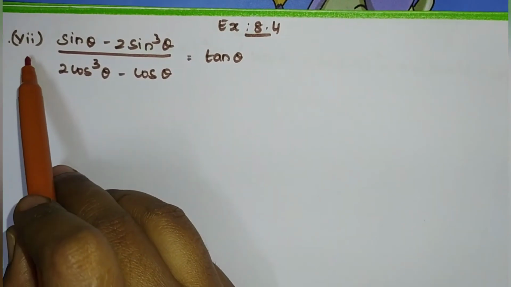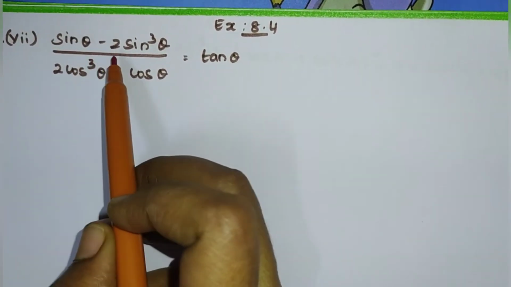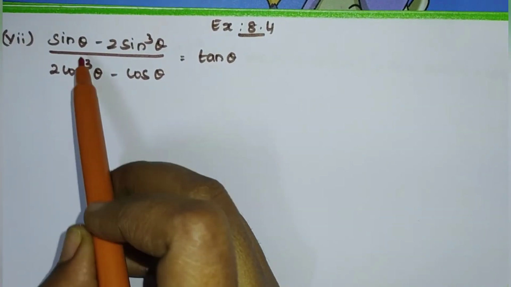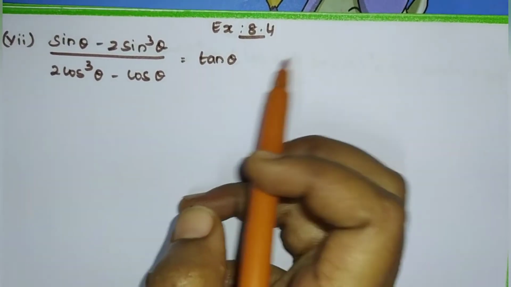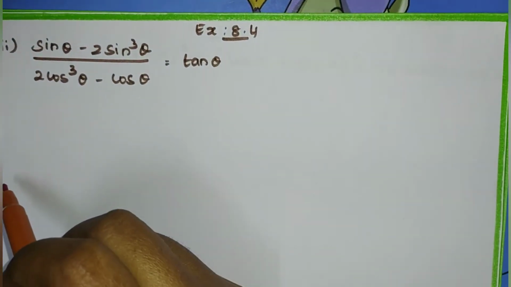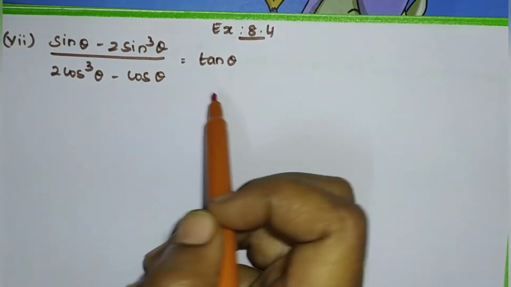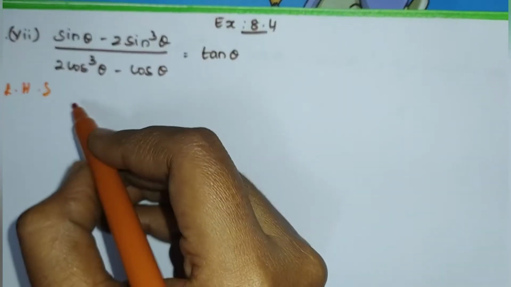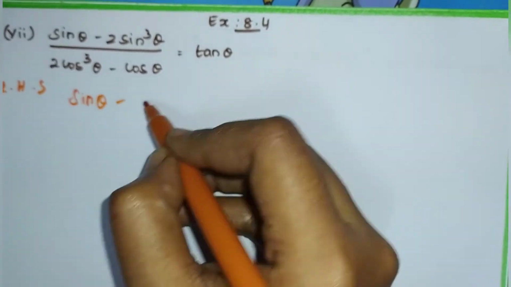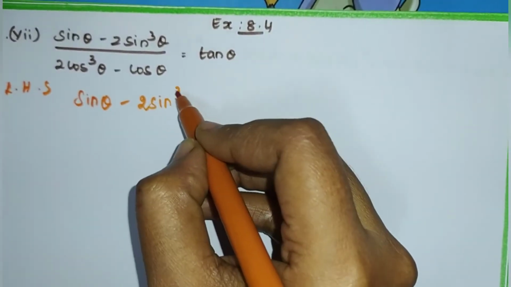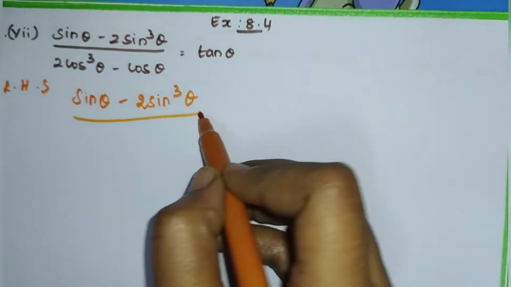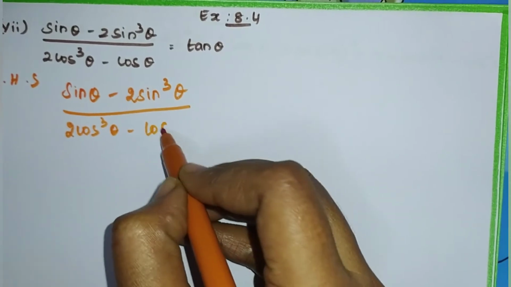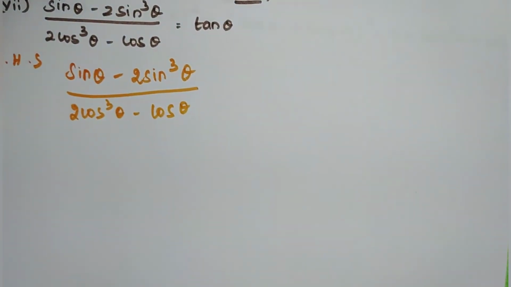Next, seventh subdivision problem: (sin theta minus 2 sin cube theta) divided by (2 cos cube theta minus cos theta) is equal to tan theta. So to prove this problem, I am going to take the LHS first: sin theta minus 2 sin cube theta divided by 2 cos cube theta minus cos theta.